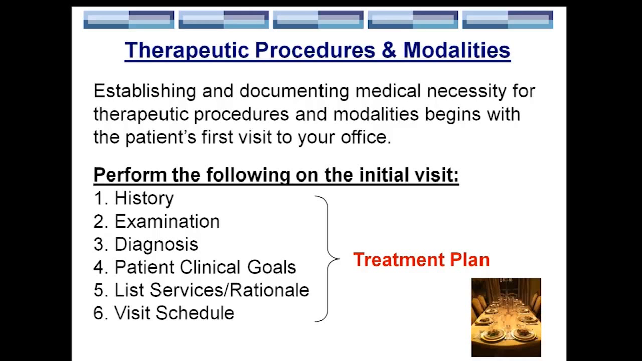So before you could even bill the therapeutic procedures and modalities, you need to talk to the patient. You need to do a history. So according to the E&M guidelines, there are 4 levels or 4 types of histories. Now, I'm just going to focus right now, just to keep it simple, on CPT code 99203. That's the most commonly billed new patient CPT code.